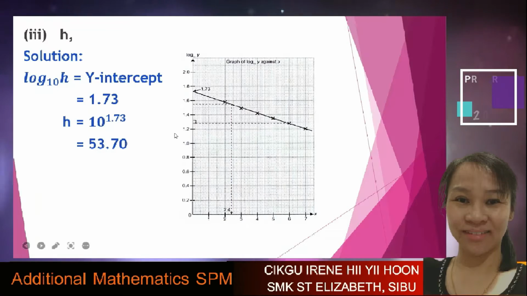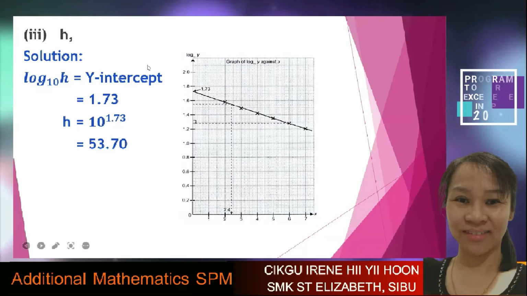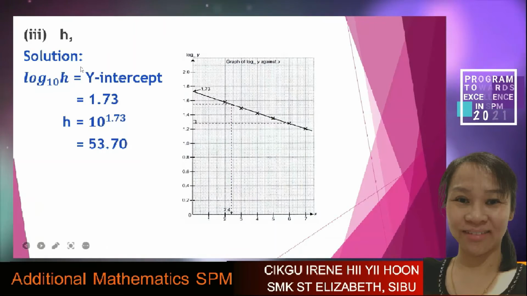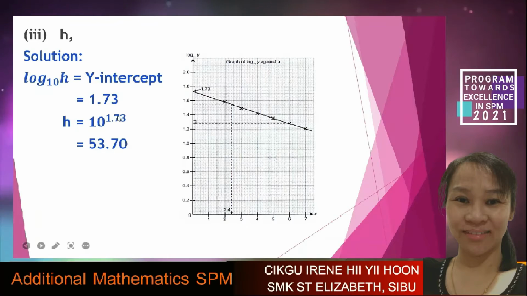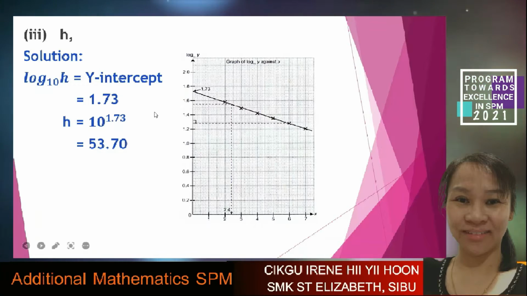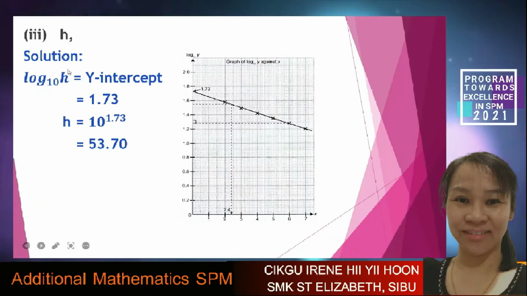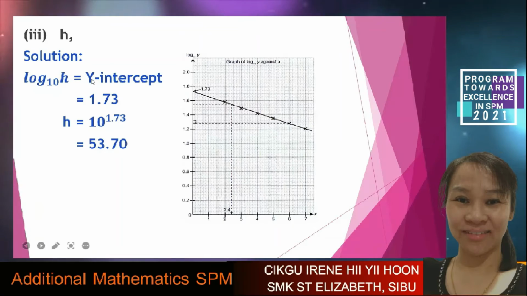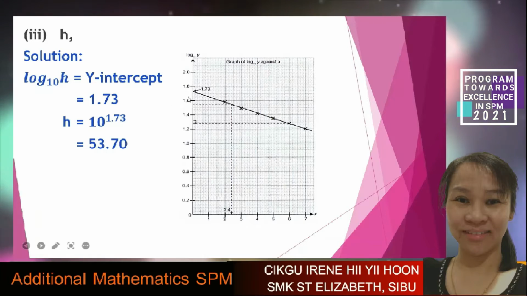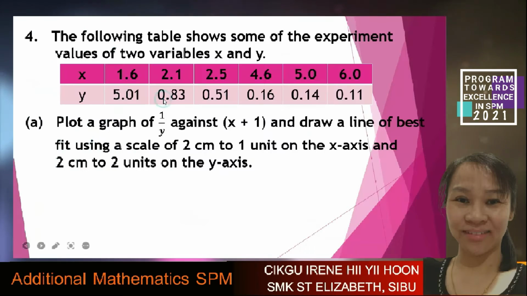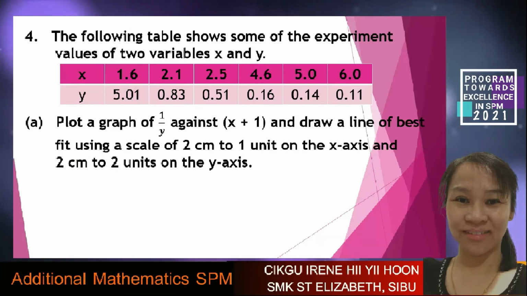So up to here, we can see that the process of solving linear law problems is almost the same. That is, we must form the linear equation. After that, we find the value of the gradient and the value of the y-intercept. Let's look at one more question. That is question number 4.